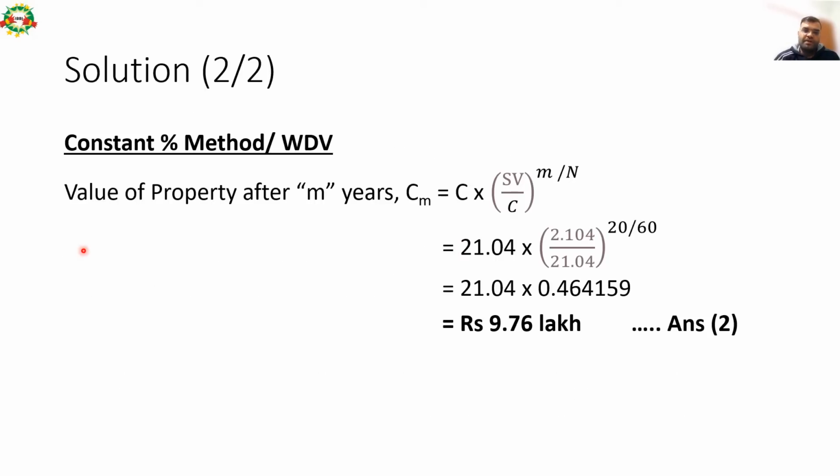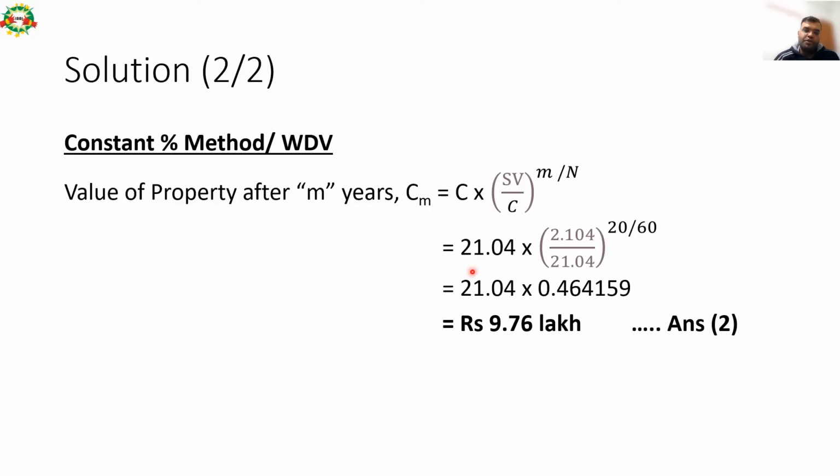Using the constant percentage method, this formula we have already understood: the value of property after M years is equal to this formula. For the derivation, please refer to the last session on cost approach to valuation part 1. Link is given in the description box below. So you can straightforwardly use this formula, where C is RCN, salvage value is in absolute terms, M is existing age of the property, and N is life of the property.